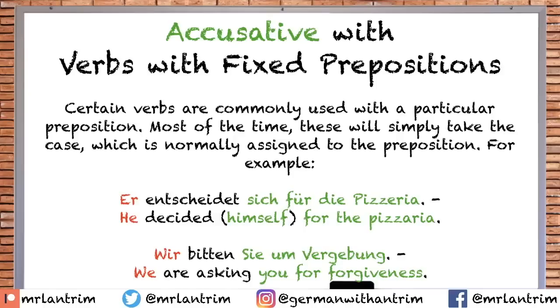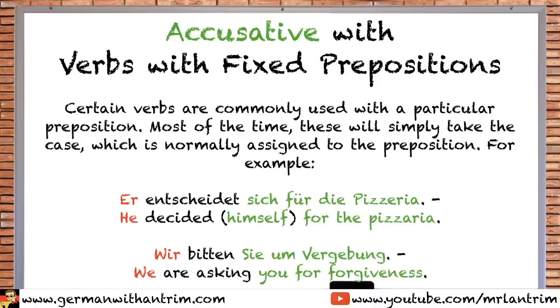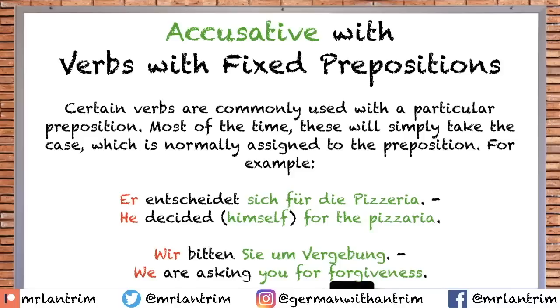So certain prepositions are used with certain cases, and those ones that we mentioned before, the bis, ohne, für, durch, gegen, and entlang, those accusative prepositions, if they're used with one of these verbs, you have this in the accusative case, which is pretty obvious. Accusative case is always required. So, er entscheidet sich für die Pizzeria.